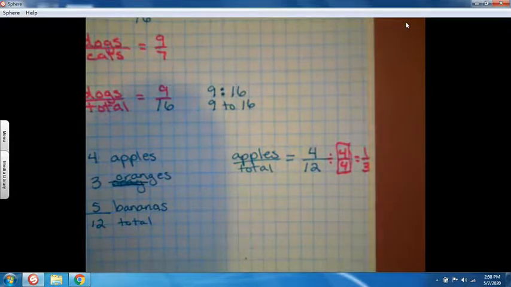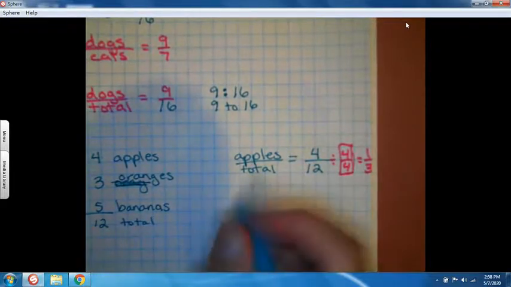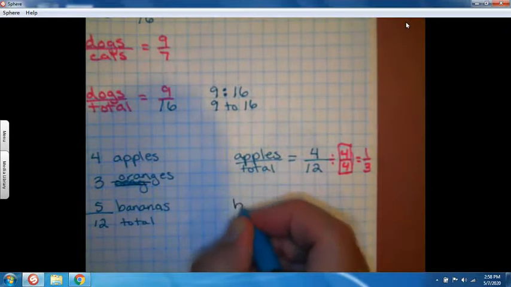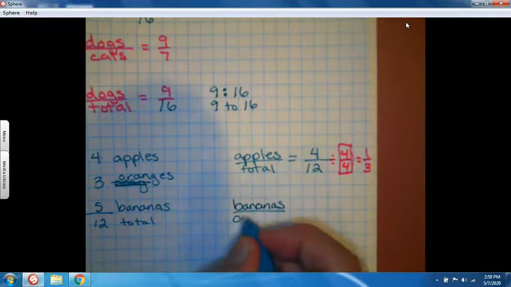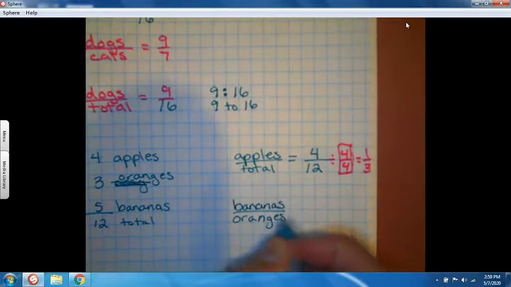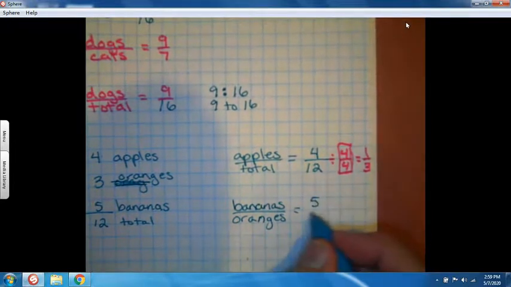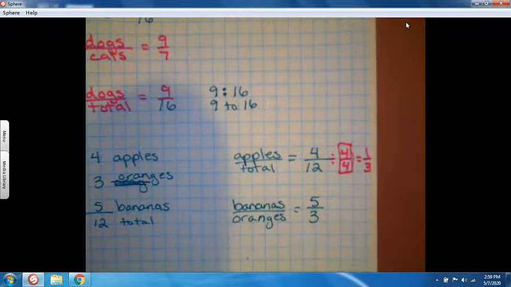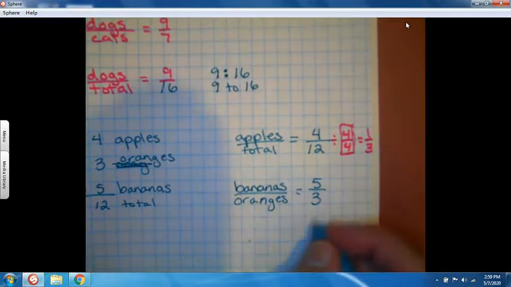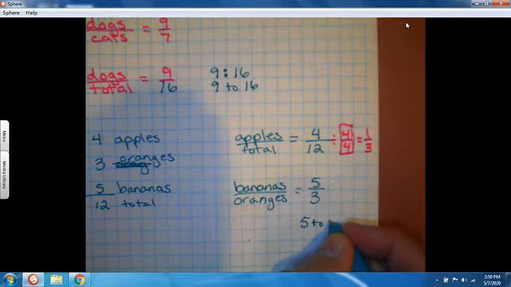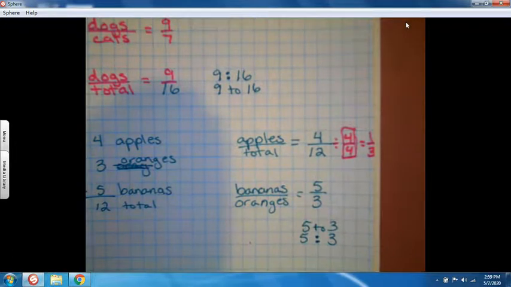Okay. How about if I put bananas to oranges? So, how many bananas? 5. How many oranges? 3. And I can't simplify that, so it's good. And once again, you can write this as 5 to 3, or 5 colon 3. Okay?